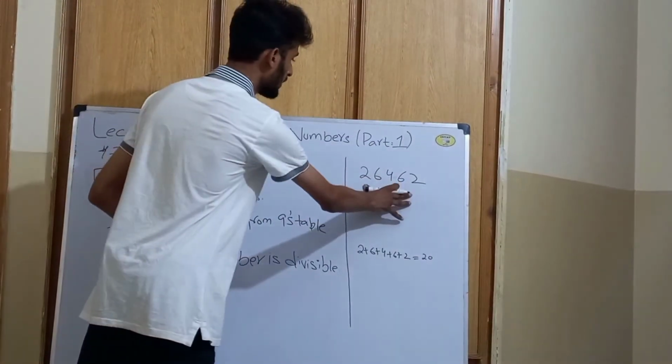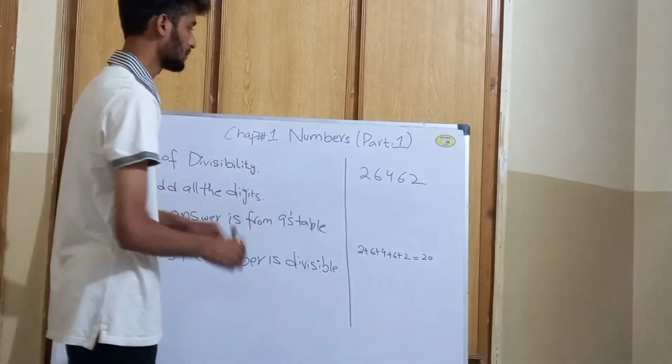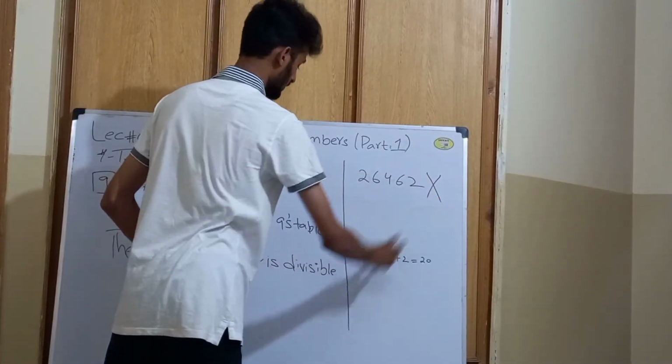If we divide it by 9, we won't get a complete number. Our answer will be in decimals. So this is not divisible by 9.